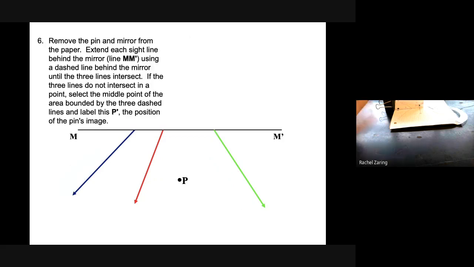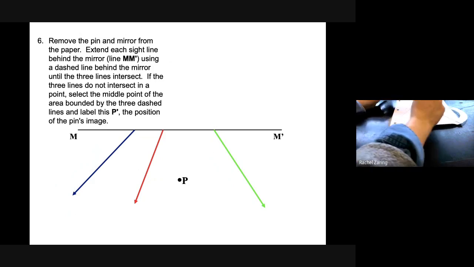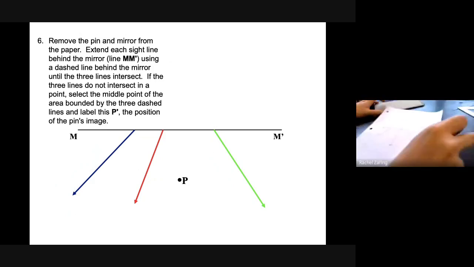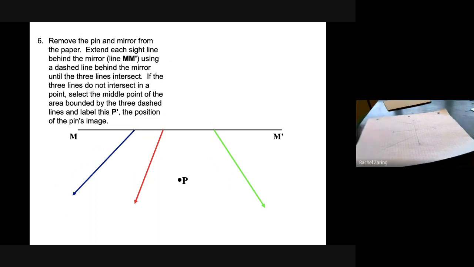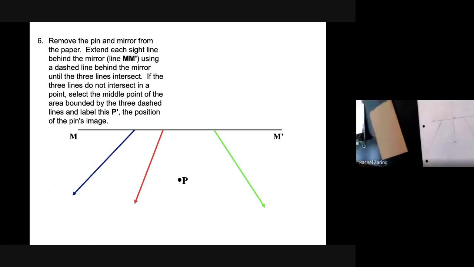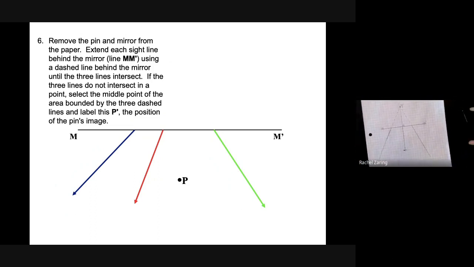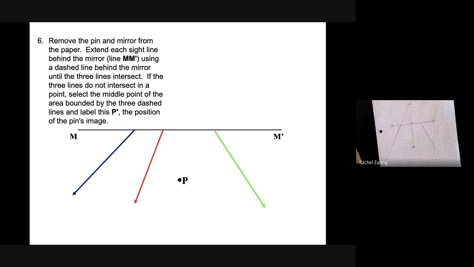And now you get to remove all of your devices. You just need your piece of paper. So you have your paper here. You're going to extend each sight line behind the mirror. So now we're talking about the angles of light that we're seeing within the image. You're going to draw the lines straight and flat till they reach the edge of where the mirror is. And as you extend them backwards, they become dotted lines.